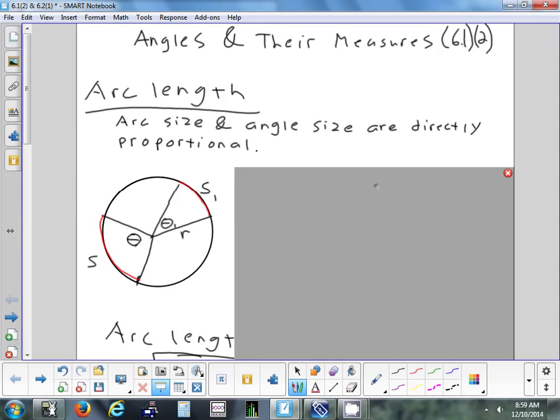So what we'll do is we'll set up a proportion and come up with a formula, and then we'll be able to just use that formula. All right, so what we need, though, is a kind of a fact to start off with. We have to know some kind of connection between angle size and arc size.